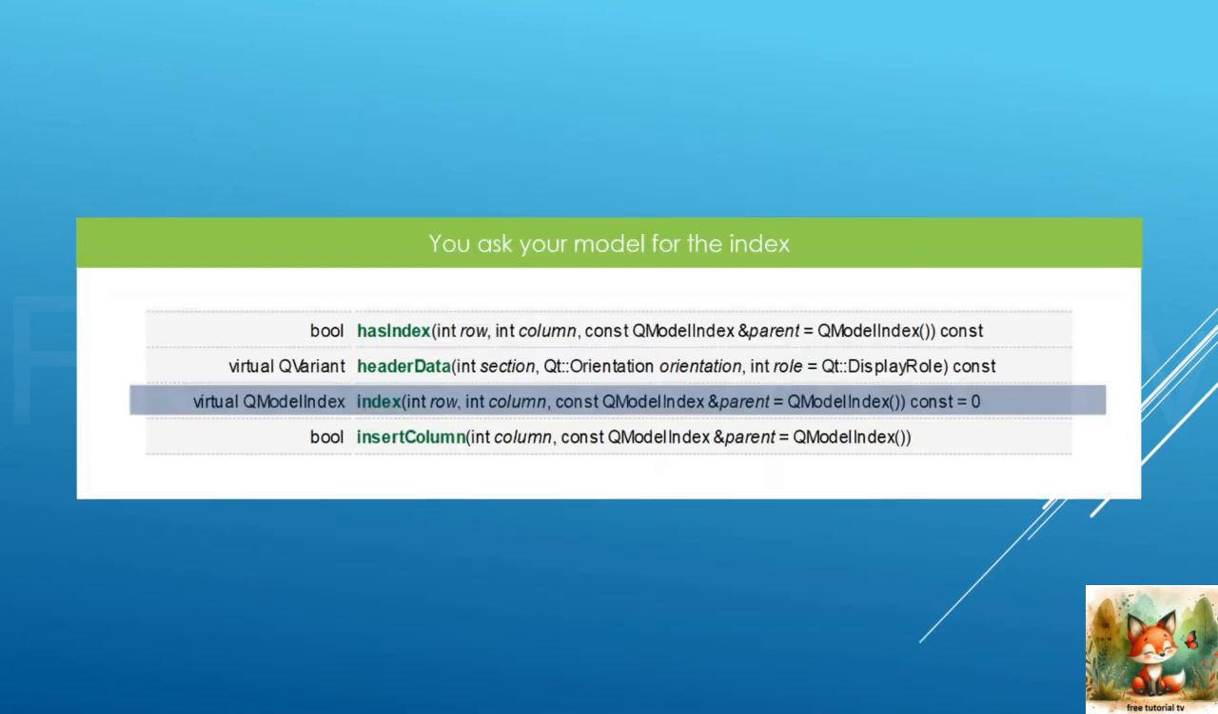Now, how do we get a model index to work with in our C++ program? Well, you can ask your model for the index of a given element. And when you ask for the index, you have to give the row, the column, and the model index of the parent for the item you want to get the index for. And if you don't know the index for the parent, then you can keep going up, up, up until you hit the root index, and you're going to be at the top of your model, if I can say it like that.